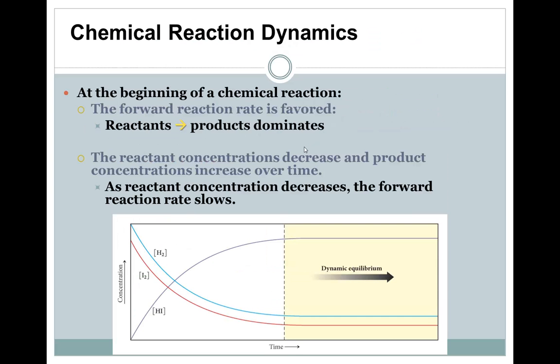At the beginning of a chemical reaction, the forward reaction rate is favored. The reactants going to products dominates. The reactant concentrations decrease and product concentrations increase over time. As reactant concentration decreases, the forward reaction rate slows down. So as we get less and less things colliding, we get less and less products being formed. That's what they mean by it slowing down.